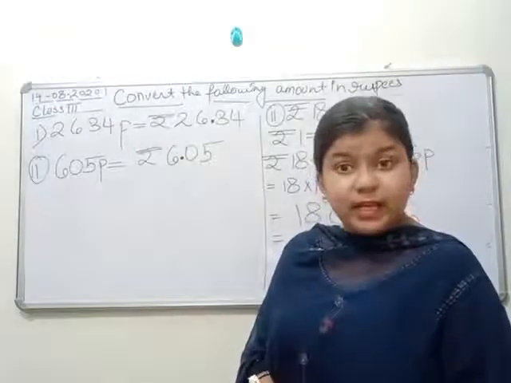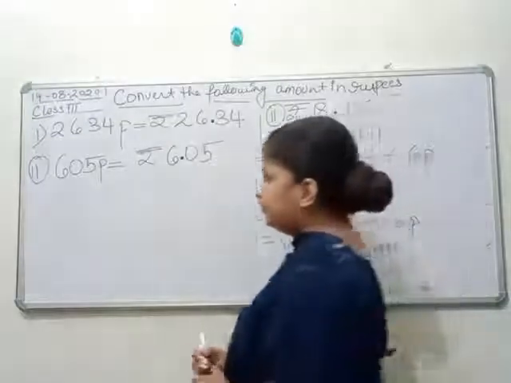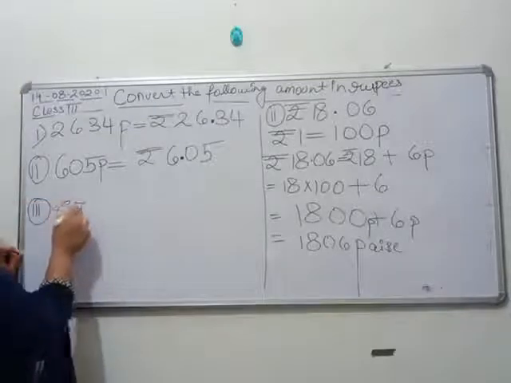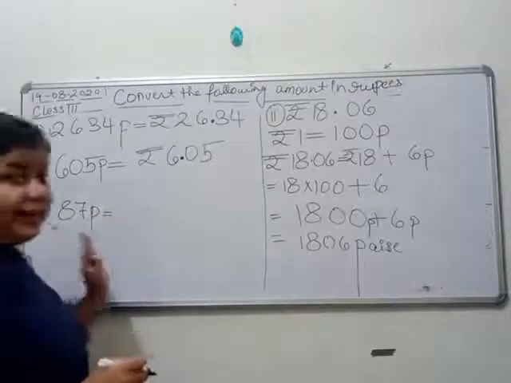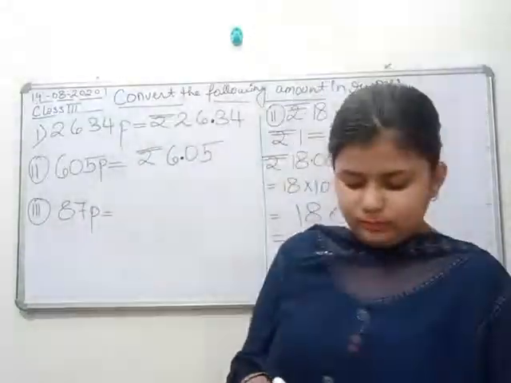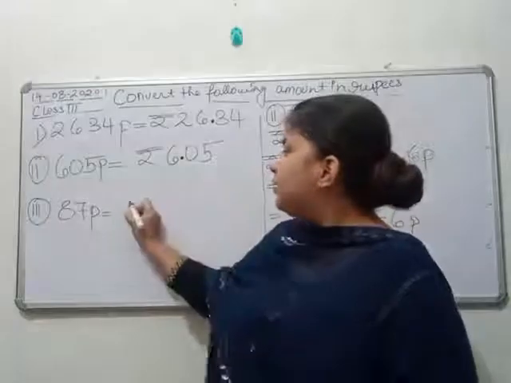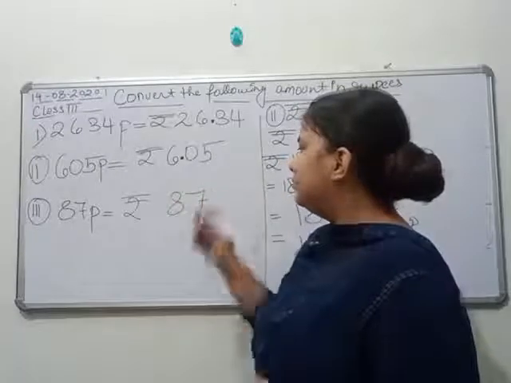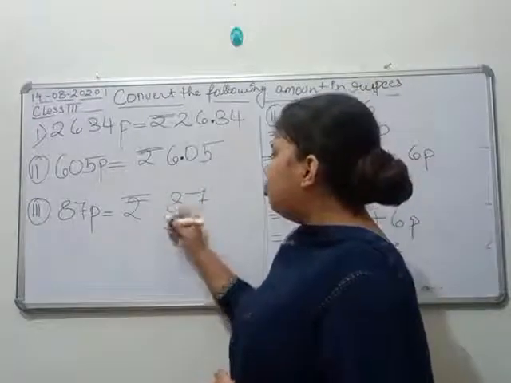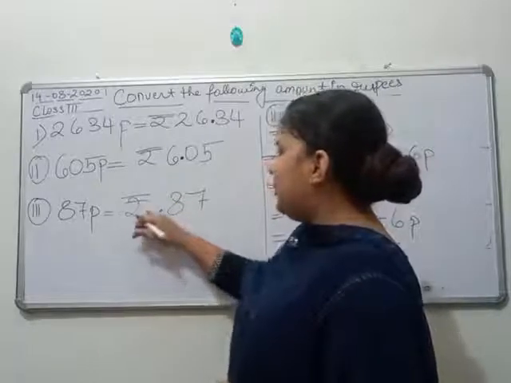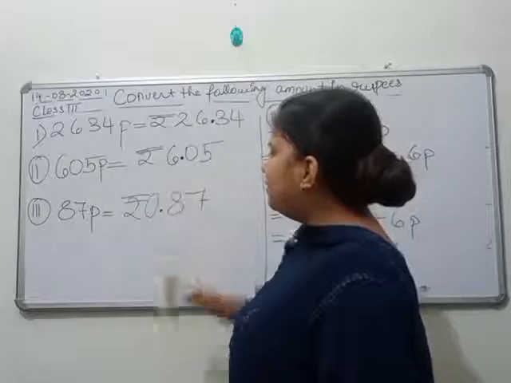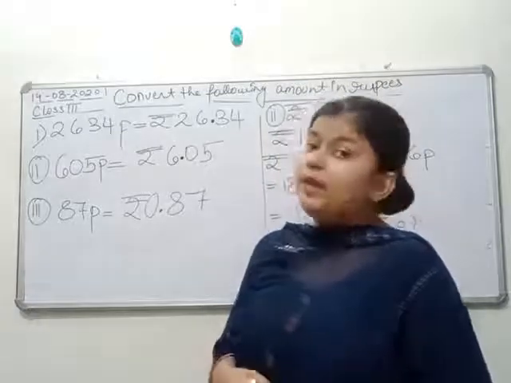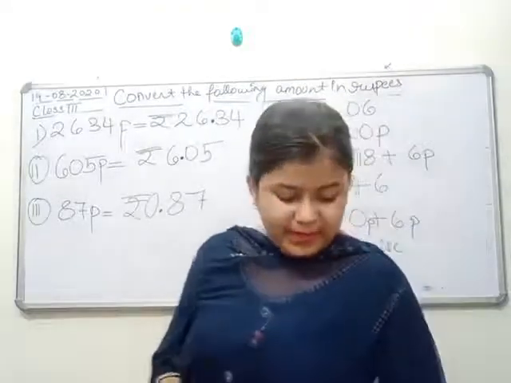Let us take one more question. This question is a bit different. Question number 3 is 87 paise only. First of all make a rupees sign. Then write 87. Then make a dot at 2 places. Now there is no number here, so to cover this dot make a 0. So our answer is 0 rupees and 87 paise.